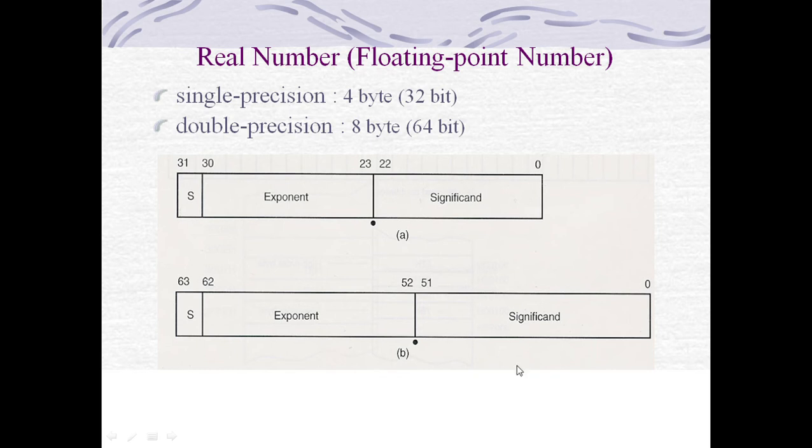And in the double precision, or 8-byte, or 64-bit format, bits from 0 to 51, which makes a total of 52 bits, are assigned to the significand, while bits from 52 till 62, which are 11 bits, are assigned to the exponent, and the last bit is assigned for the sign of the real number.